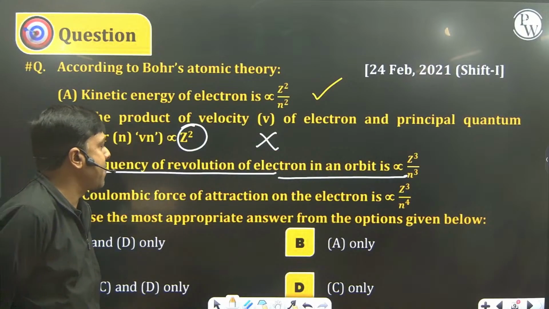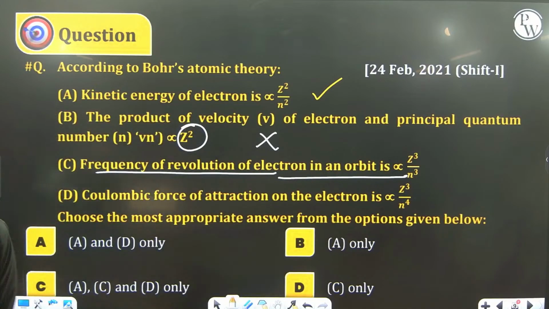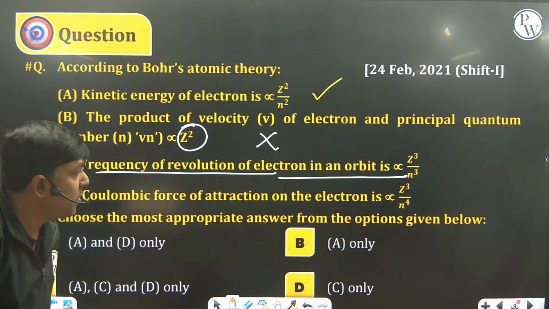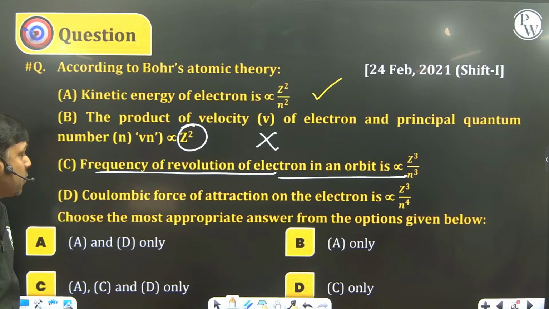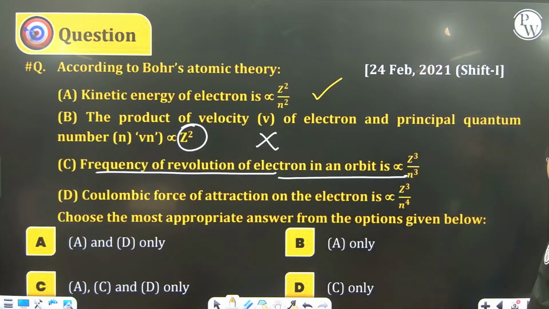Coulombic force of attraction on the electron. Satyam, please go to option number D. Without solving each of the options, we cannot comment on the answer. Coulombic force of attraction on the electron.